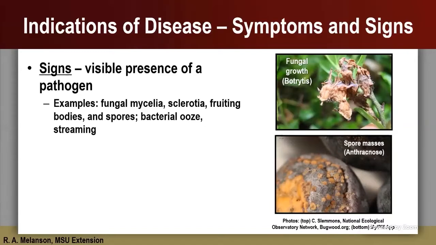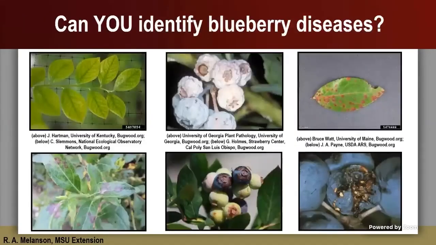Or you can see sometimes masses of spores, like is common with anthracnose fruit rot, where it produces that salmon-colored mass of spores on those fruits that are infected. Those are indications that you may have disease and that you may need to make sure that you are implementing a disease management program for those particular diseases.